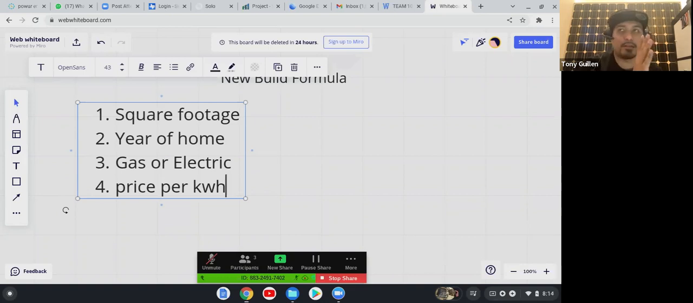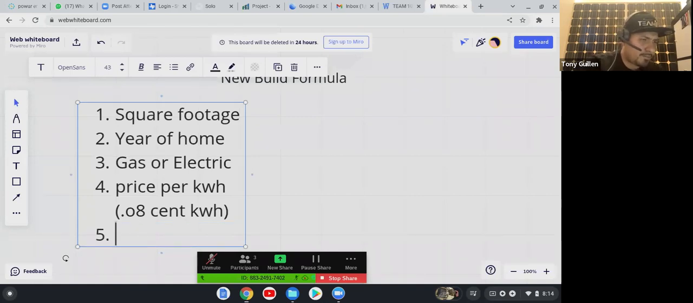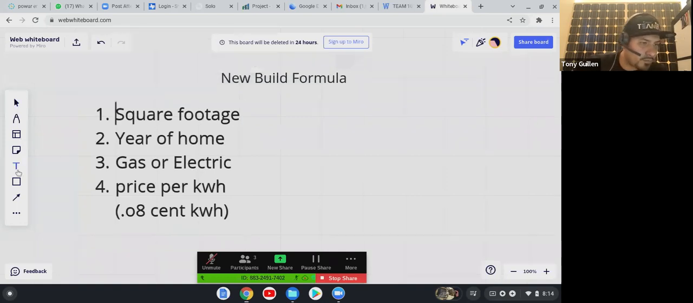If they're barely building the home, I would start them off at 0.08 cents per kW to be super, super conservative on what they're going to pay. And usually with 8 cents right now, I mean, you guys have seen bills, this is without a delivery fee. From here, this is pretty much everything that we need at the moment, and then we're going to get into the formula.